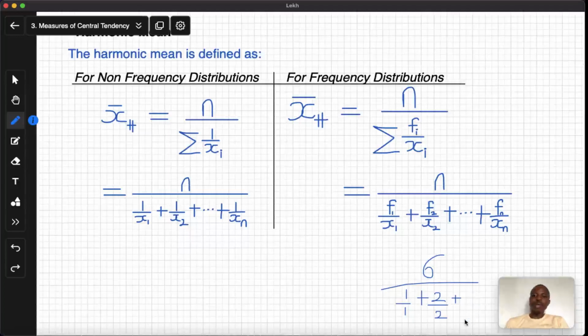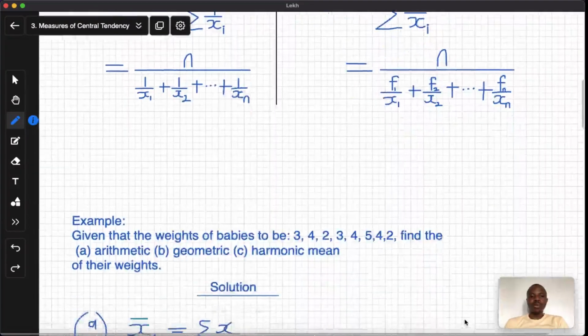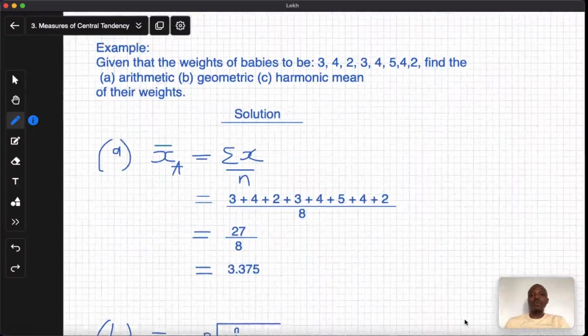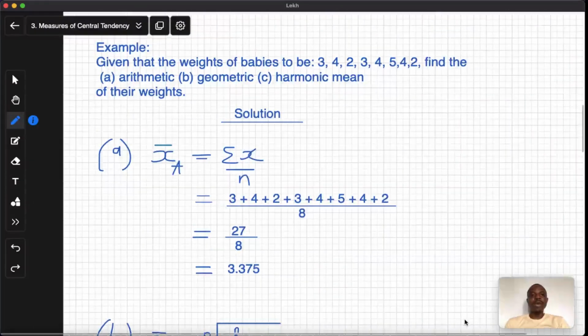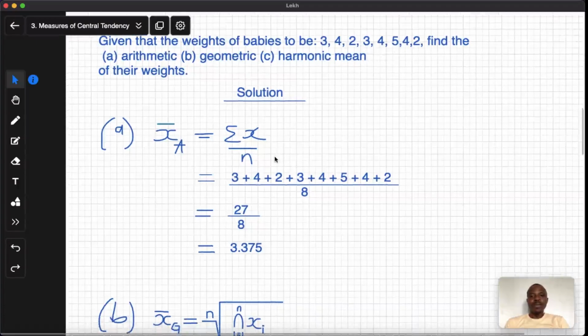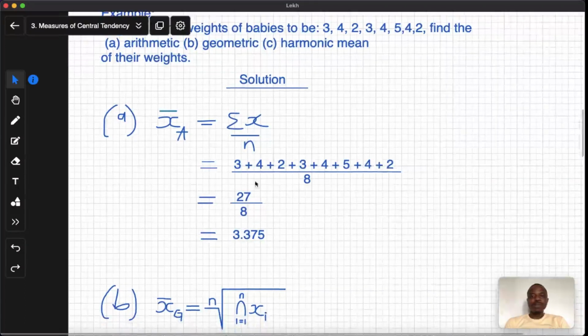Now, with that being said, that's just to let you know how the formula works. So let's go on and see an example. Given the weight of babies to be 3, 4, 2, 3, 4, 5, 4, 2, find the arithmetic, geometric, and harmonic mean of their weights. Now, going by that, because we don't have a frequency distribution, we may bring a frequency distribution out of this, but it's not a frequency distribution as it is now. It's just observations that we have, but have not been put into a frequency distribution form.